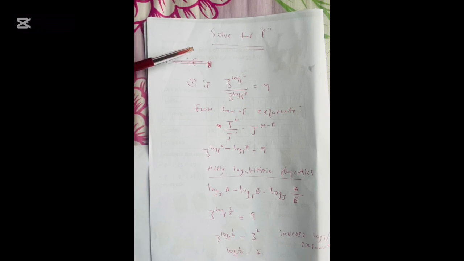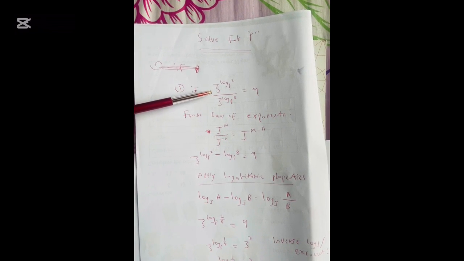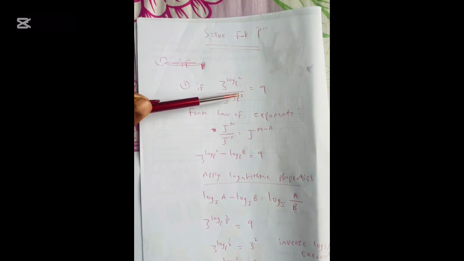Guys, imagine if you are given this problem that says solve for p. If 3 to the power log p squared divided by 3 to the power log p to the power 8 all equal to 9. How are you going to solve that, guys?